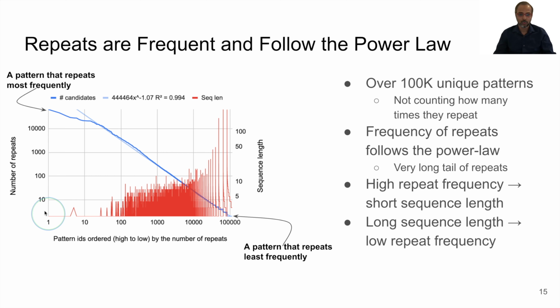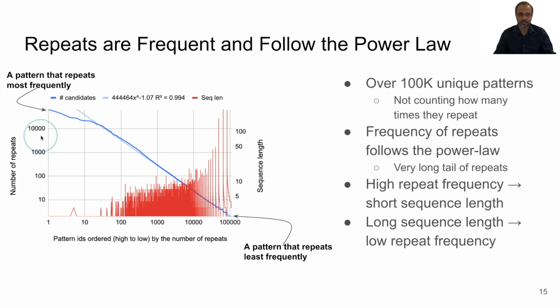The blue line plots the frequency of repeats of each sequence. It is worth noting that the light blue line overlaid on top of it shows a perfect fit to the power law equation. Also present in this figure is the red line, which plots the length of each sequence, which is shown on the right side of the y-axis. All axes are in the log scale.